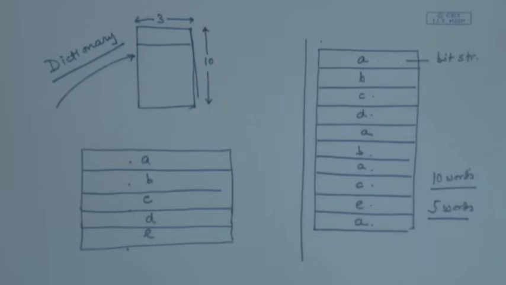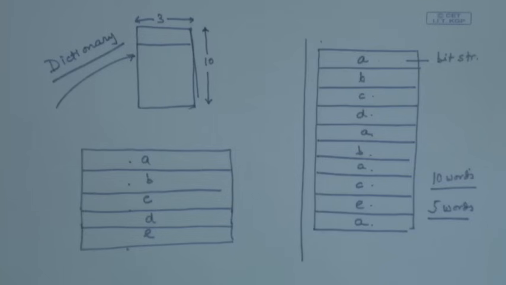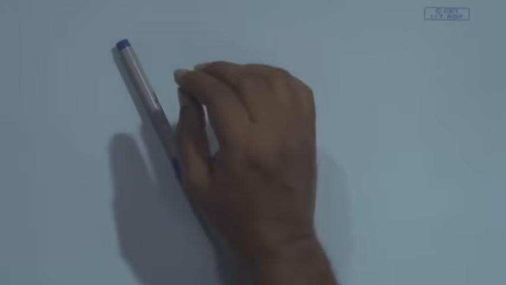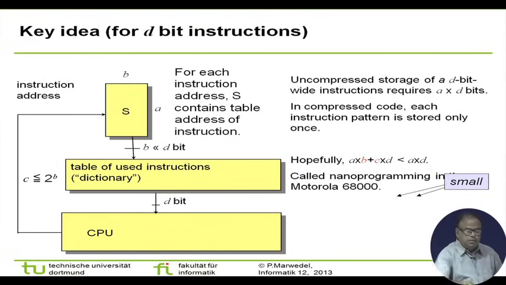Okay. So, if I just do some calculation here, suppose I can also show it in the form of this slide, say here, all right. So, what is happening here for D bit instructions? I have got D bits coming to the CPU, all right.